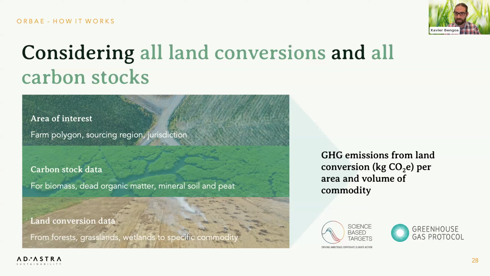That means the biomass that's above ground, the leaves, the branches of the trees, but also the below ground biomass and the soil carbon, whether it comes in a mineral or an organic form. All of this is blended. All of this is spatially and site specific and automatically consolidated into greenhouse gas emission factors from land use change per area or per volume of commodity. So it can basically be used directly for reporting under the Science Based Targets initiative.